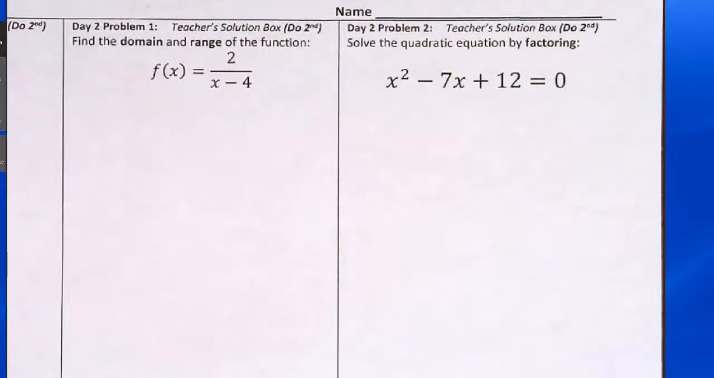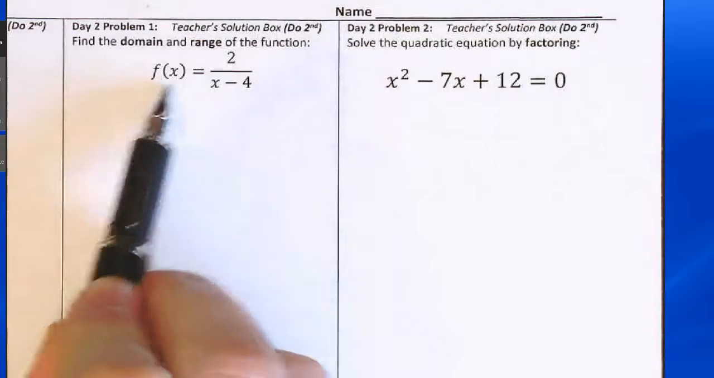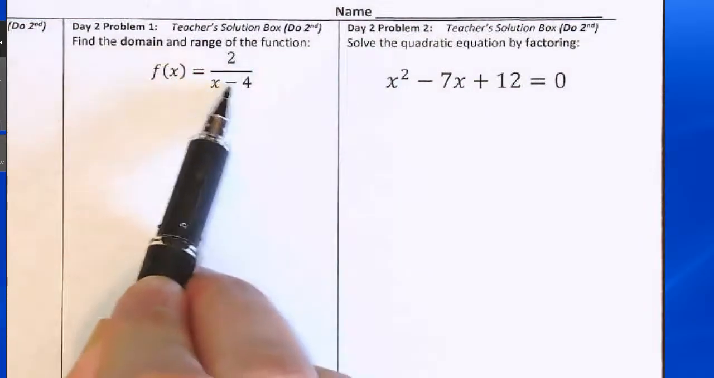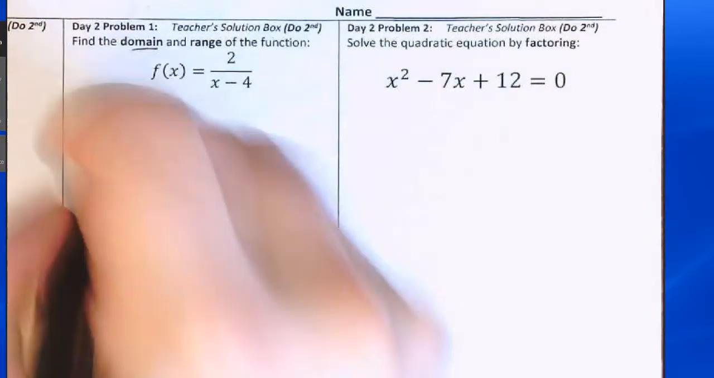Here's a solution for day 2, problem 1. Find the domain and range of the function. We have f of x equals 2 divided by x minus 4. The first thing we're asked for is the domain.